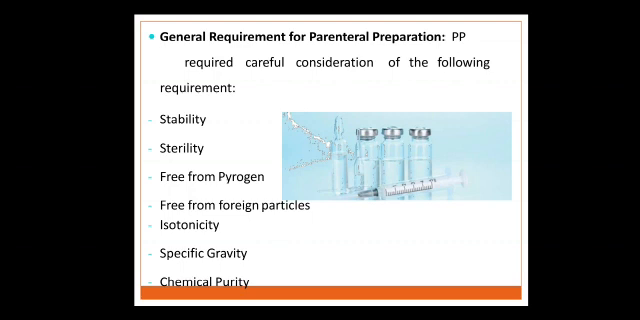Sixth one is the specific gravity. The parenteral products meant for intraspinal injections should have the same specific gravity as that of the spinal fluid into which they are to be injected. Seventh one, chemical purity. The parenteral products should be free from chemical impurities, or it should be within certain limits as specified in the monograph of that preparation in the pharmacopoeia.